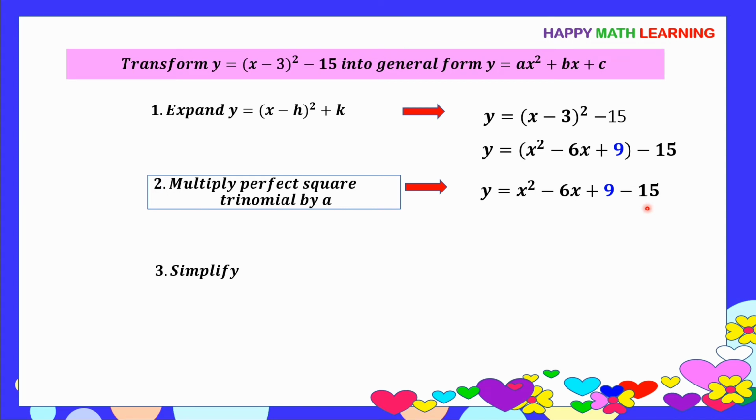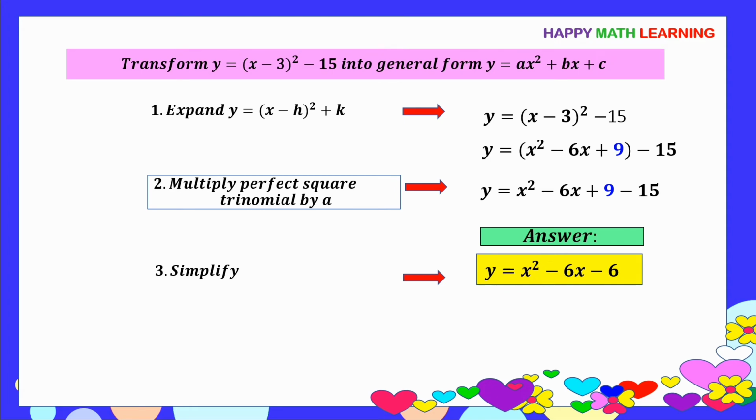Simplify. So bring down y equals x squared minus 6x. Simplify 9 minus 15 equals negative 6. Therefore, the general form is y equals x squared minus 6x minus 6.